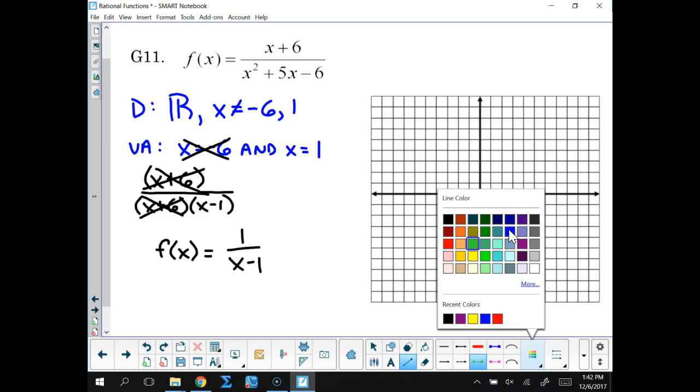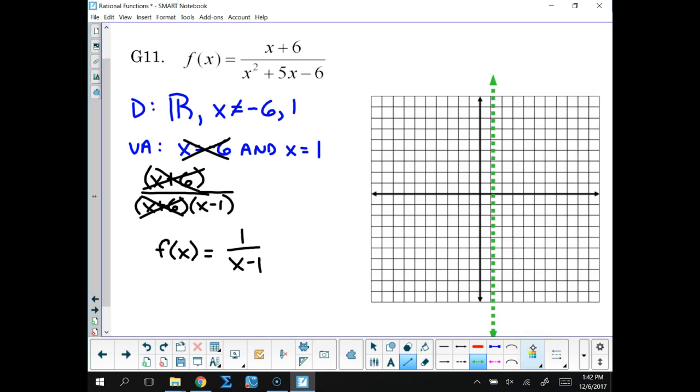Now my colors are all going to be screwed up. I don't like it. Okay, so we're good to go there.